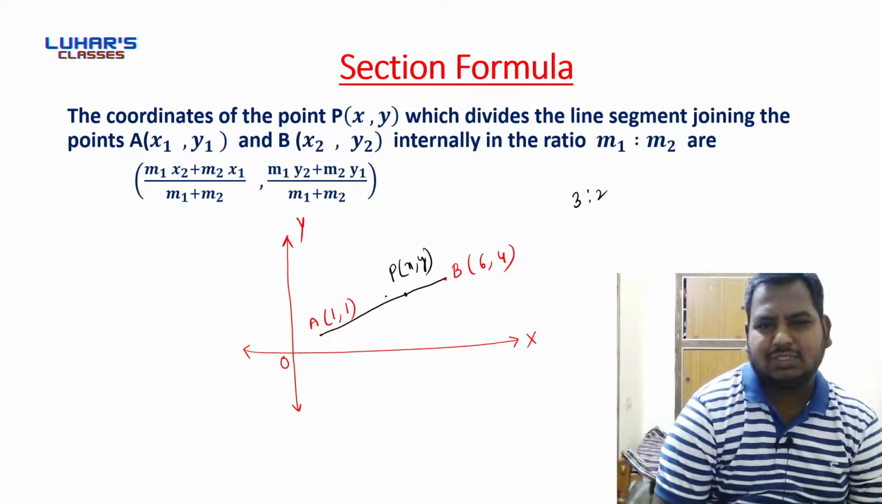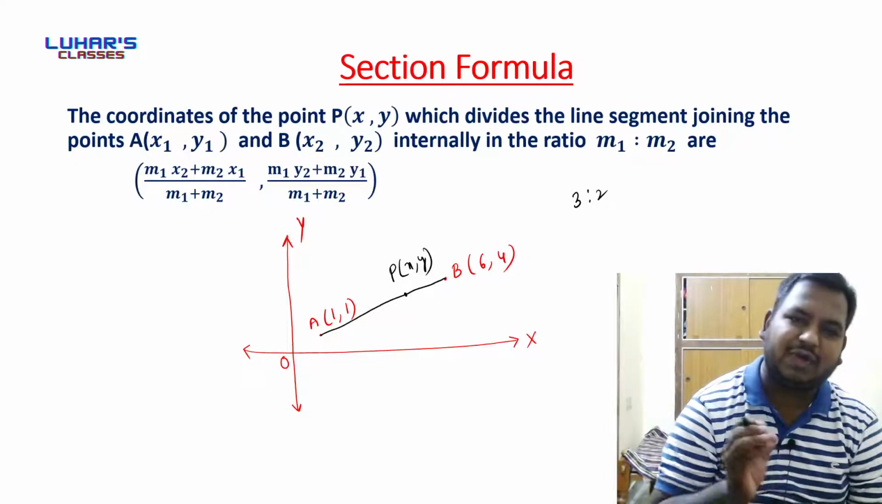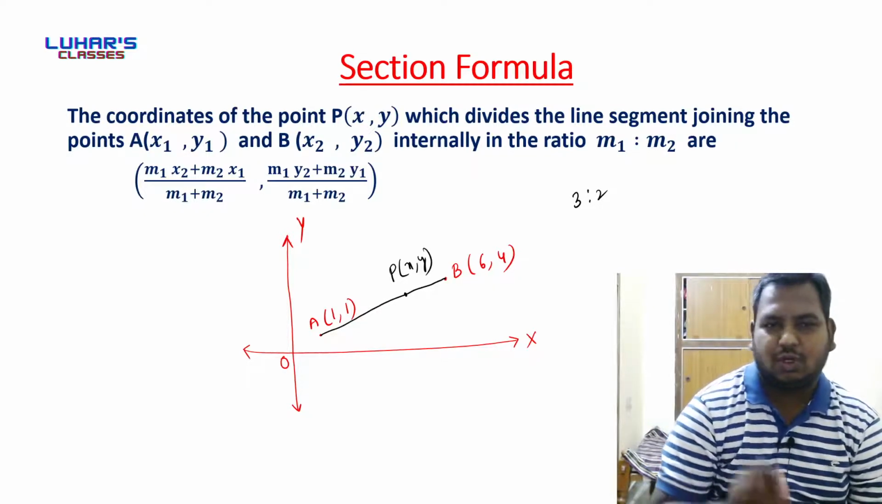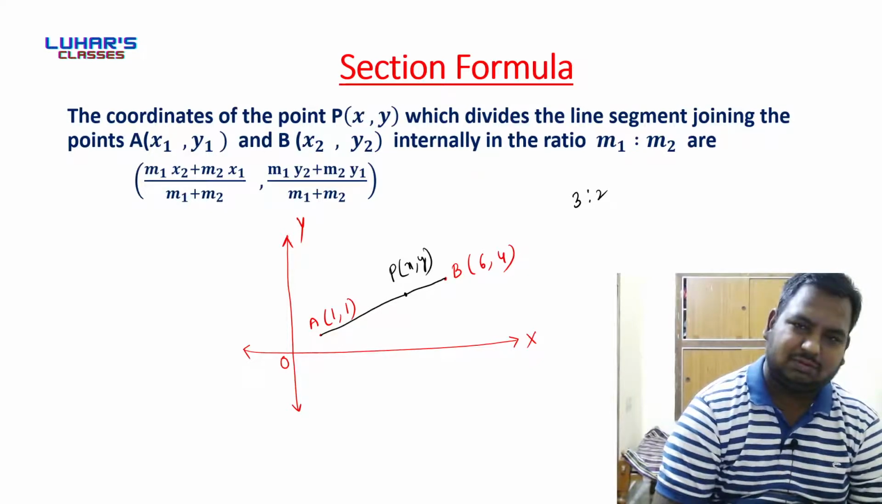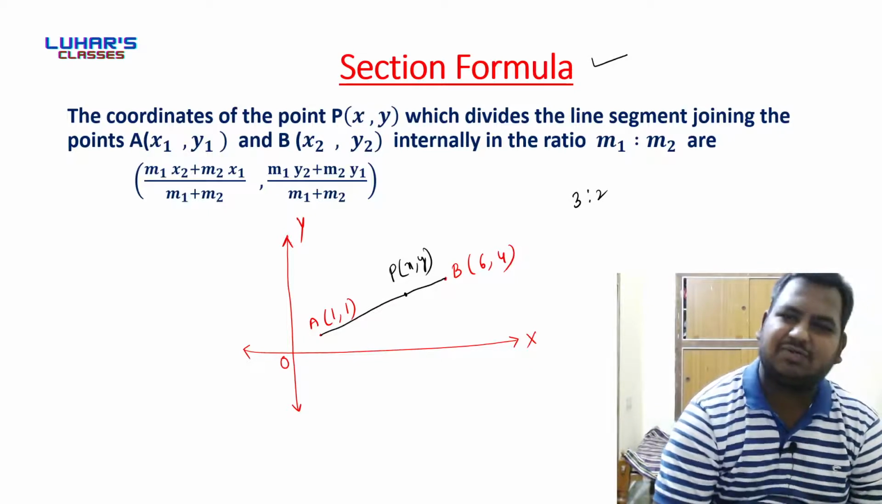Is it easy to find that point? I hope it is not so easy. It is not so easy to find a point on the line segment AB which will divide it in the ratio 3:2. To solve this kind of problem, section formula was framed. So what is the purpose of section formula? What is the need of section formula?